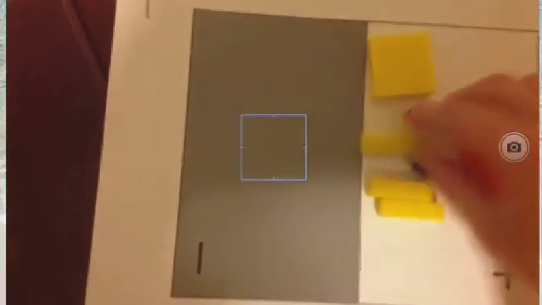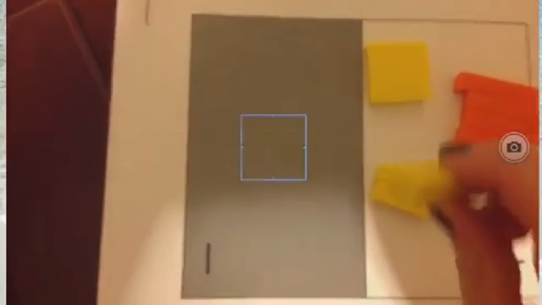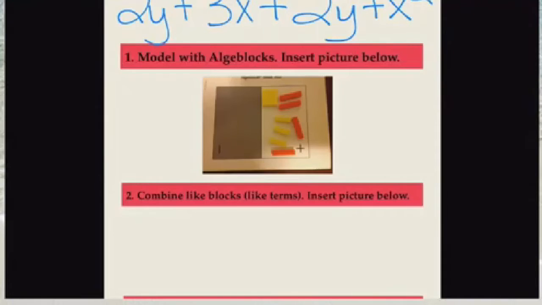Now the question here is, is this x block the same as the x squared? They don't look like the same block to me. That's because they're not the same block, okay? X squared cannot be combined with regular x's. They're different, okay? It's a common mistake. Make sure you're not combining x's and x squares. So this is our expression simplified. So again, let's take our picture and drop that into GoodNotes.